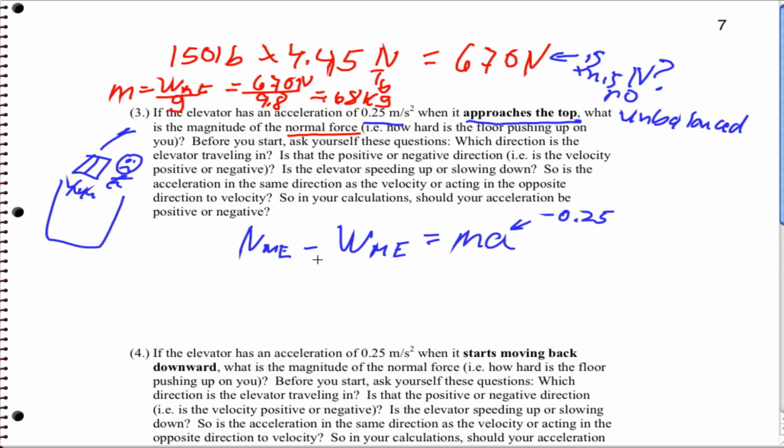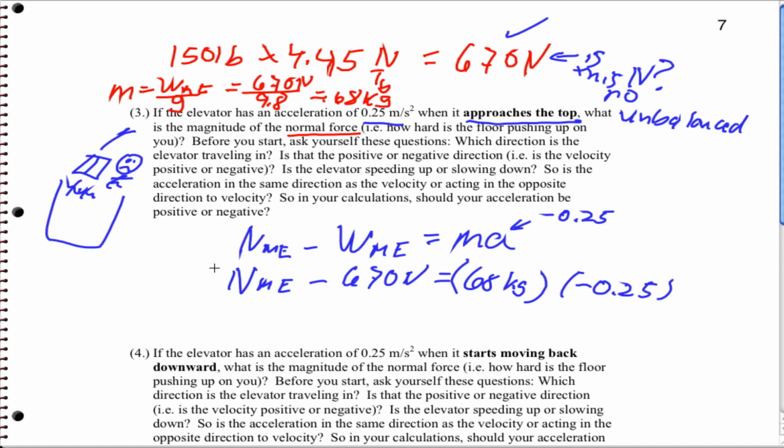So now let's go ahead and plug in our numbers. We have the normal force, which we don't know, minus the weight, which is 670 newtons from here, equals my mass, 68 kilograms, times my acceleration, which is negative 0.25. So I can go ahead and solve for my normal force, and that's going to be 670 minus 68 times 0.25. And that's going to give me a normal force of 653 newtons. When you think about it, this makes sense. If my real weight is 670 newtons, my scale should read 653 newtons.